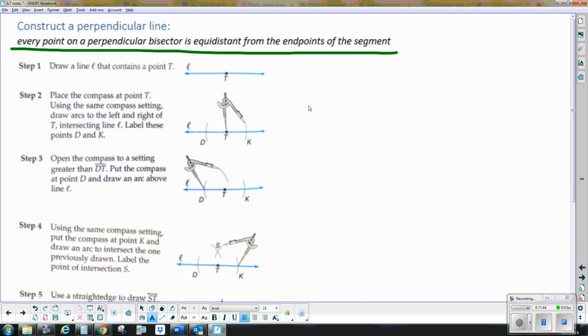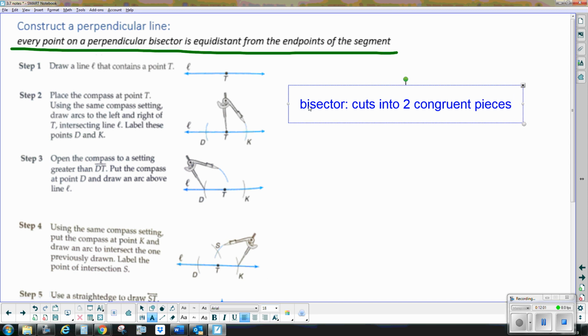So we've been working with an angle bisector. An angle bisector cuts an angle into two congruent angles, but a segment bisector cuts a segment into two congruent segments. So just generally, a bisector cuts something into two congruent pieces.